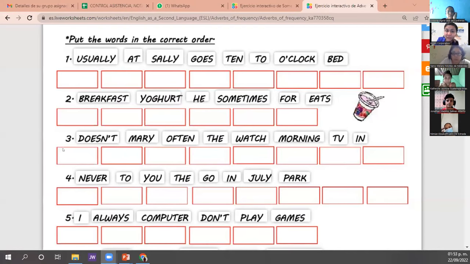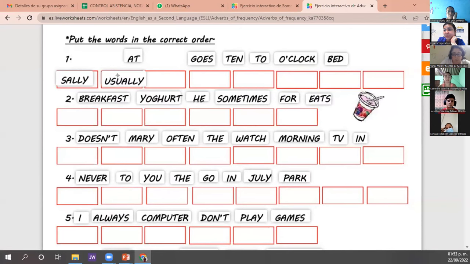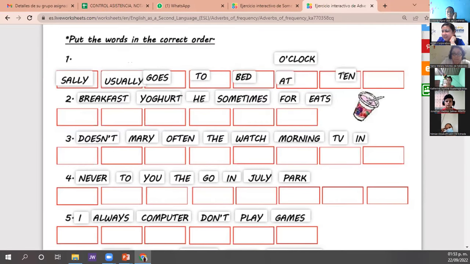What is first? What goes first? Sally. Exactly, the subject. Sally, and then? Usually. And the frequency, exactly. And then? The verb. Exactly. Sally usually goes? Goes to bed, se va a la cama. At 10 o'clock. Exactly.